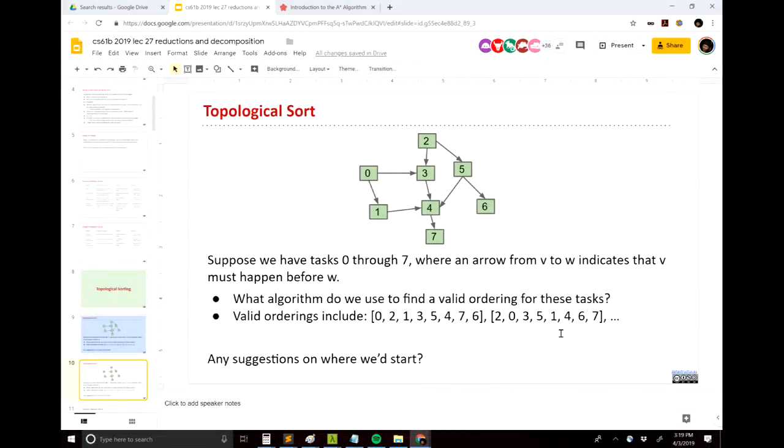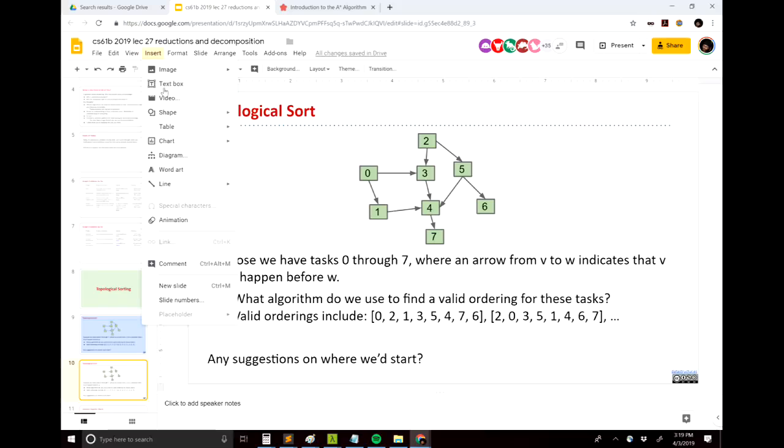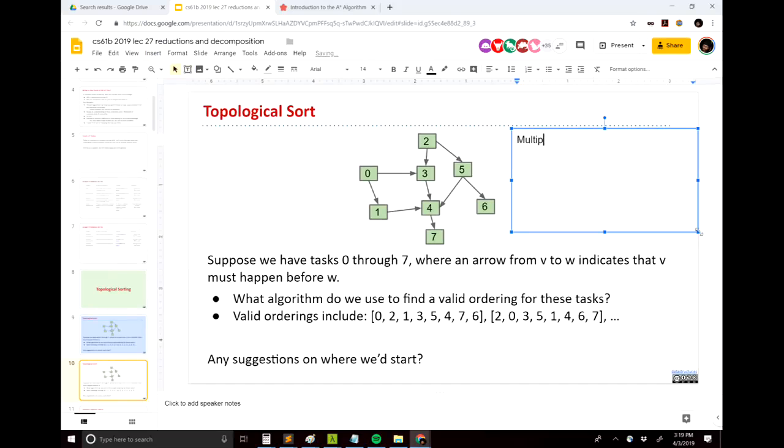All right, I also listed some suggestions. Anybody have some thoughts about how you would approach this problem? Anybody I haven't talked to yet? Yeah. Oh, interesting. So start multiple breadth first searches from vertices of in degree 0. So the idea there is a vertex of in degree 0 is one that has no input edges. Those are great places to start.